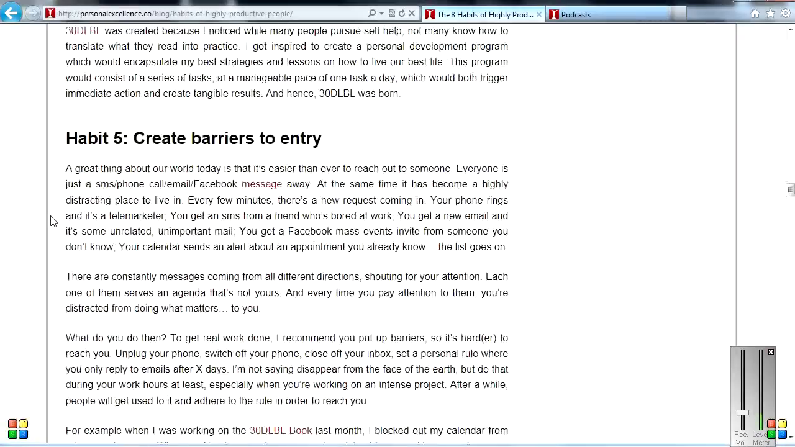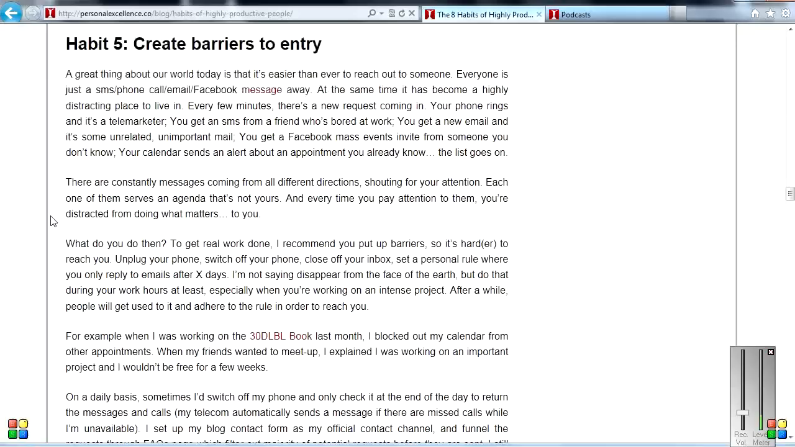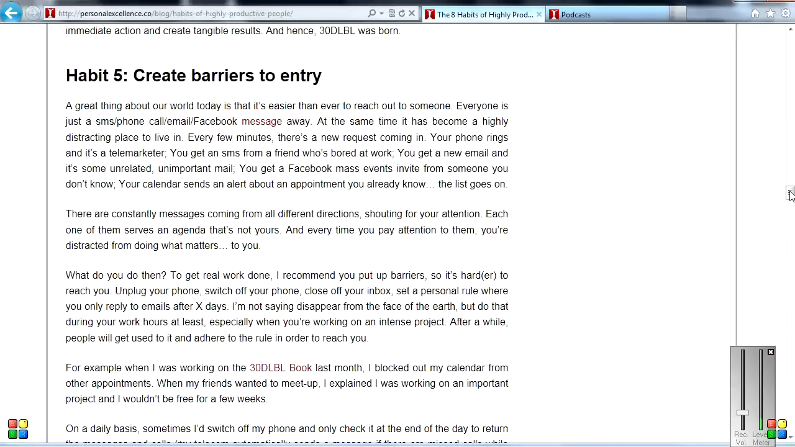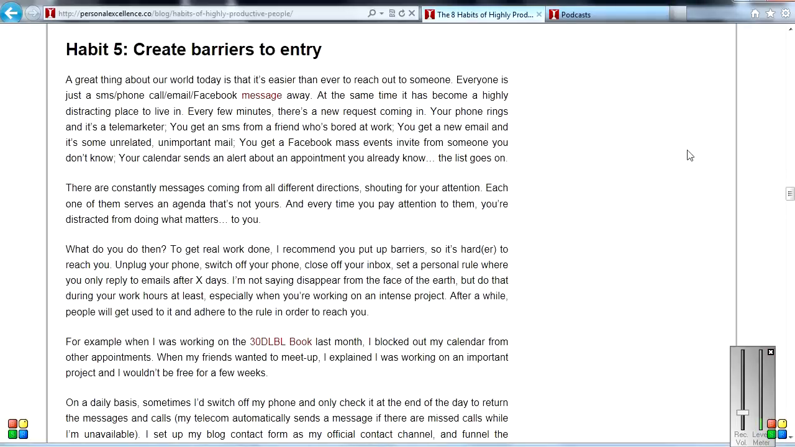Today, I'm going to start at Habit 5, which is on creating barriers to entry. Basically, it means that if you really want to be productive and to focus on your output, it's important that you set certain boundaries sometimes, because if you make yourself accessible to everybody and anybody, then it makes it very easy for people to disrupt your flow.